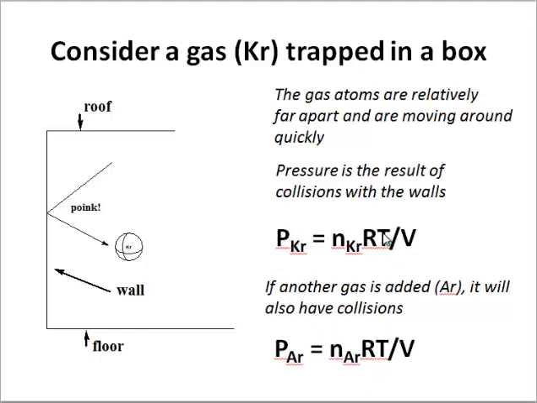Notice that the temperatures of the two gases will be the same, at least if we wait a while. And of course they're trapped in the same box, so they have the same volume. This situation will be true as long as the krypton and the argon atoms don't interact with themselves or with each other, which is a description consistent with the ideal gas law.